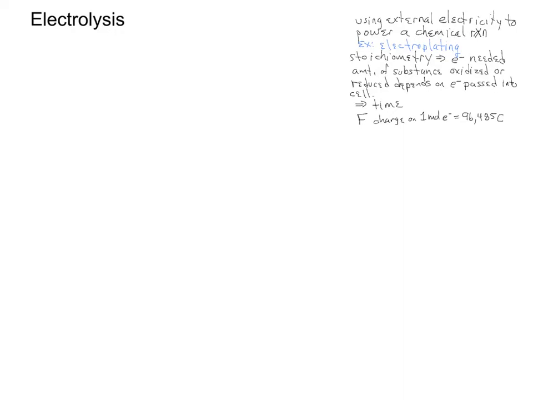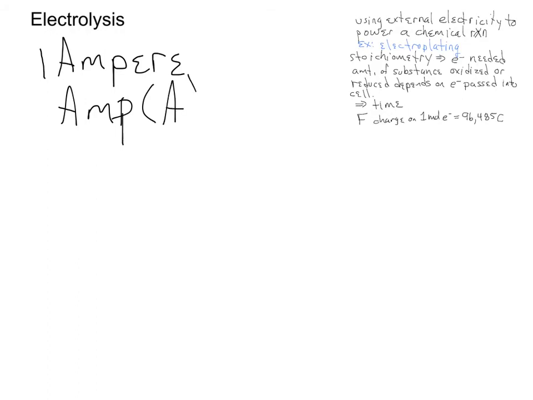But when we're talking about time in an electrolytic cell, we know time is important, so we need a way to relate the charge passed and the time. And we do that with the units of amperes, 1 ampere, or a lot of times you'll hear people just talk about 1 amp. And we use just a capital A to represent ampere. And so 1 amp is the same as the charge of 1 coulomb per second.